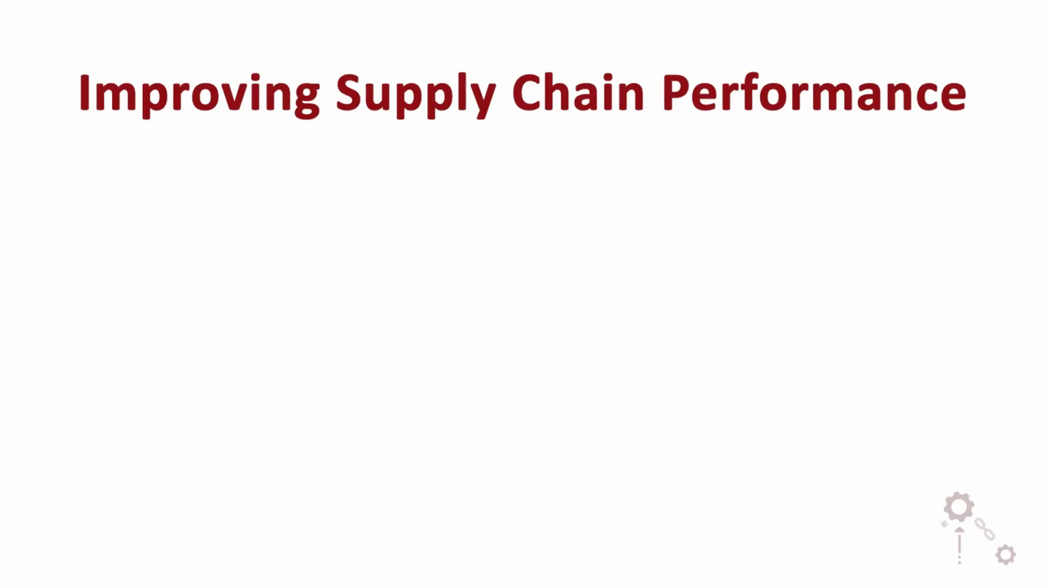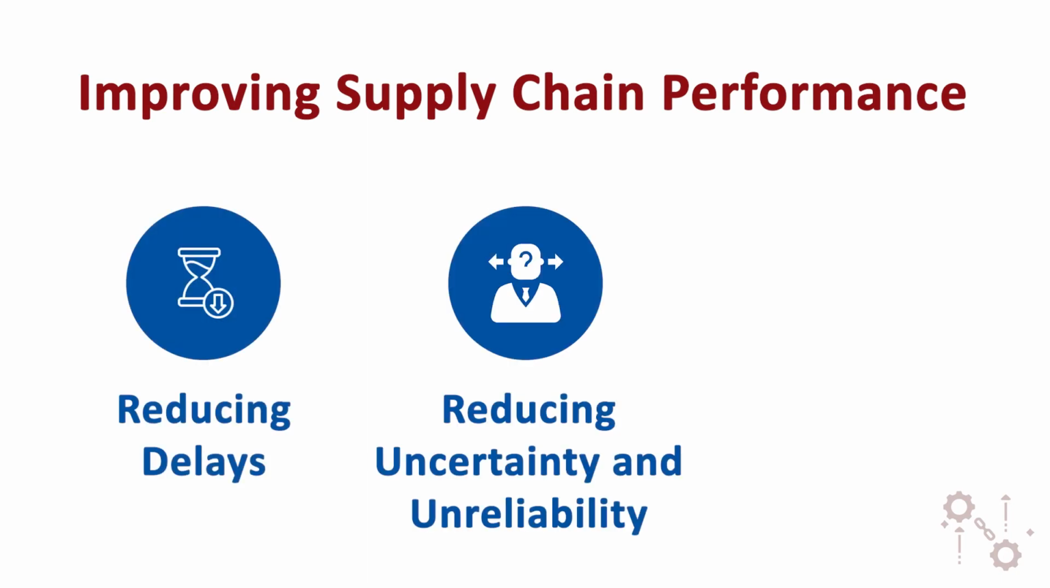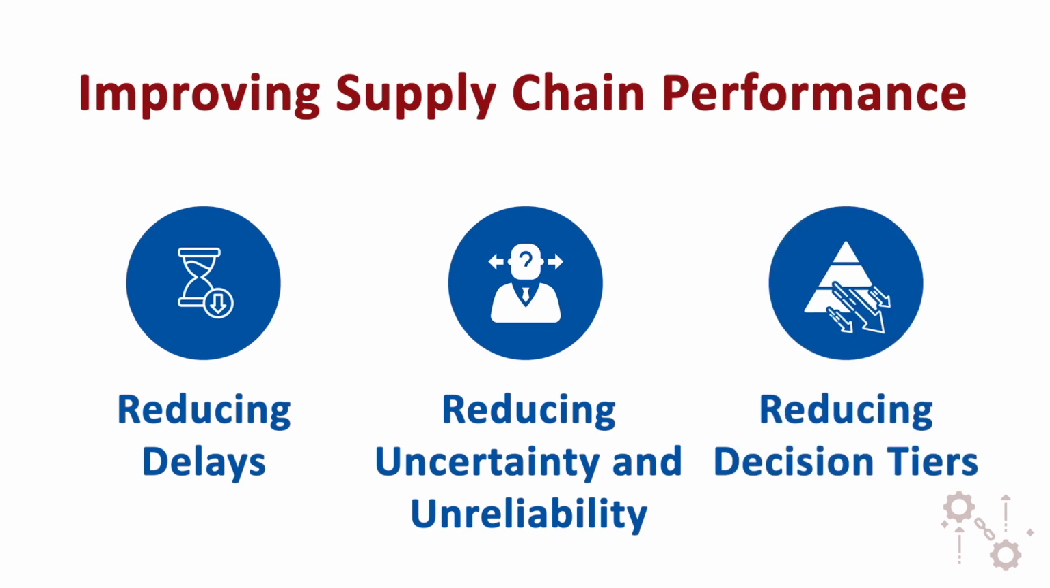So, 3 different ways to think about improving a supply chain's overall performance: reduce delays, reduce uncertainty and unreliability, and reduce the number of separate decision tiers.